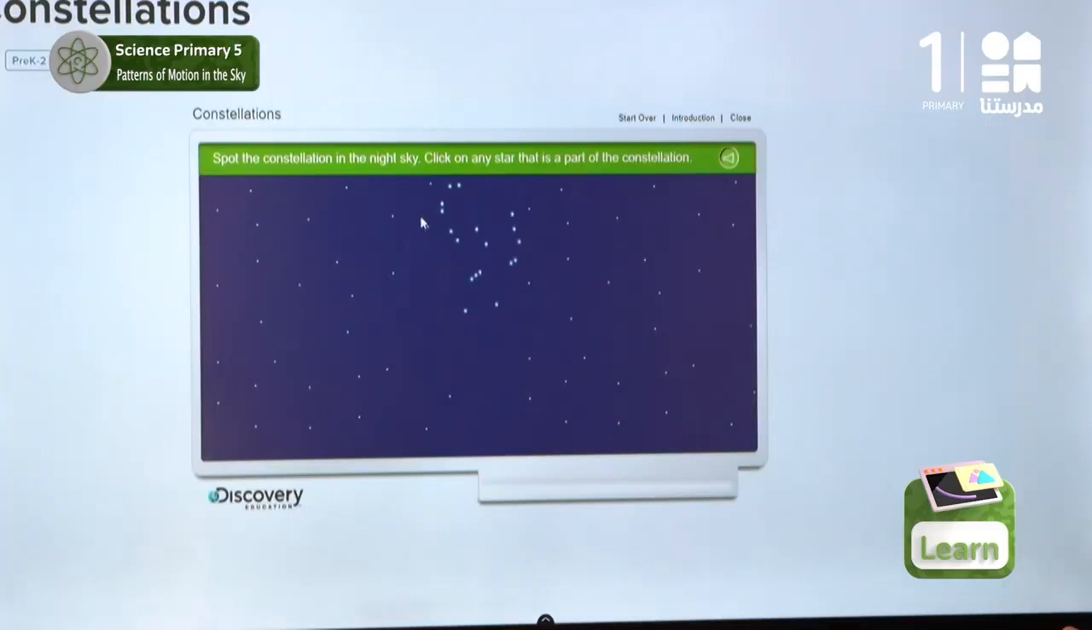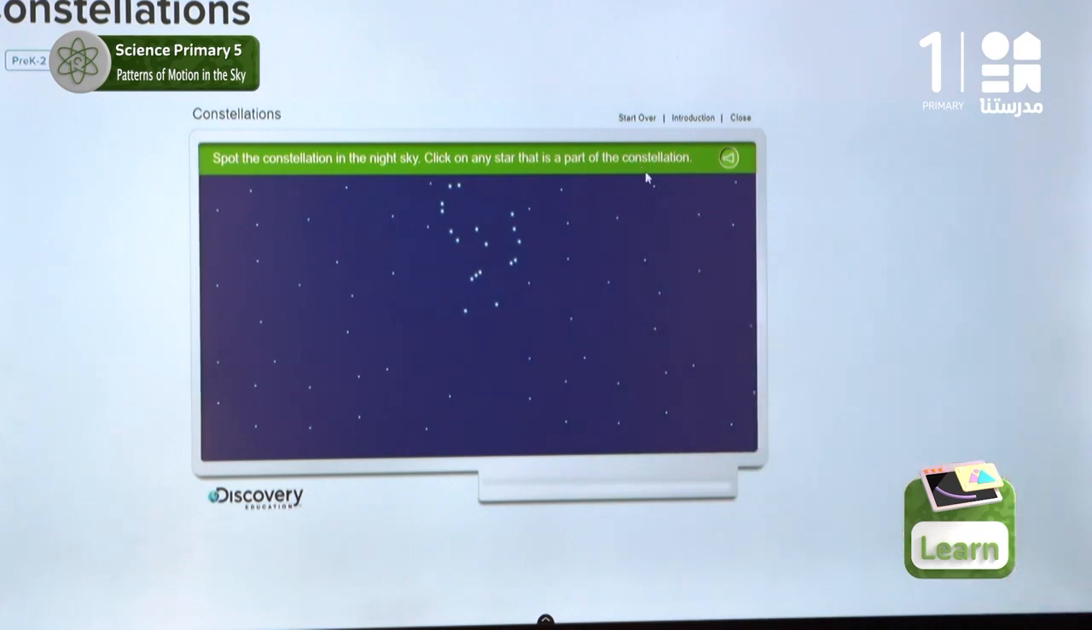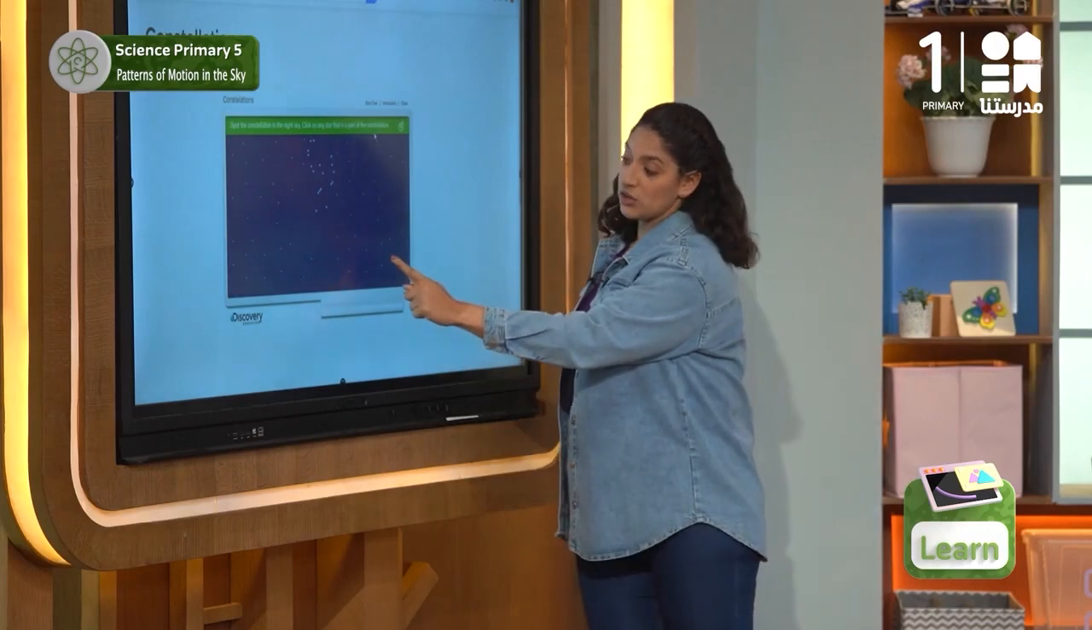Spot the constellation in the night sky and click on any star that is part of the constellation. Now remember when we discussed the constellation, and they create a pattern if we connect them together. Now let's take a look here at the board and at this picture. Now, is it going to be that star?